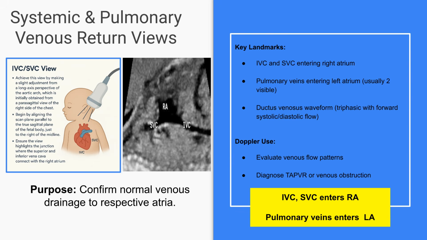Systemic and pulmonary venous return views confirm normal venous drainage. Key landmarks include the IVC and SVC entering the right atrium and pulmonary veins entering the left atrium. Doppler helps diagnose obstruction or anomalous connections.